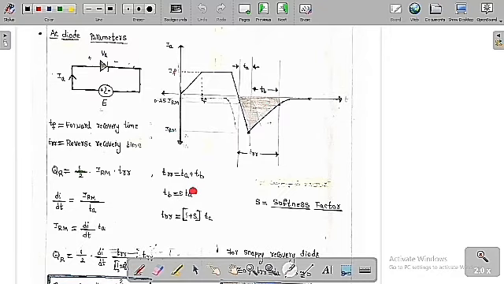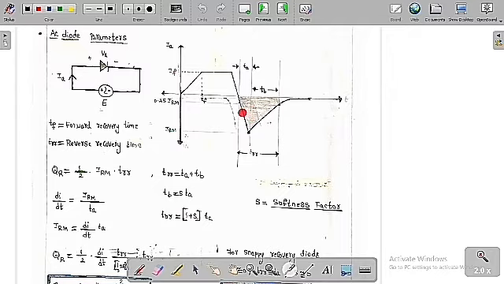So TB is equal to S into TA. If we substitute in place of TB in this equation, we get TRR is equal to (1 plus S) into TA. So this is the reverse recovery time. Reverse recovery time is equal to the summation of TA plus TB. The softness factor is the ratio of TB by TA, so TB is equal to S into TA. If we substitute in this equation, we get TRR is equal to (1 plus S) into TA, where S is called the softness factor.